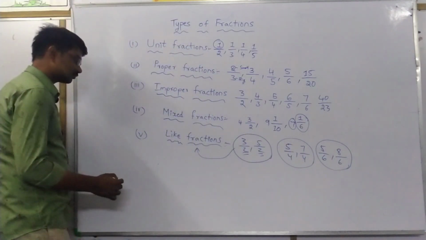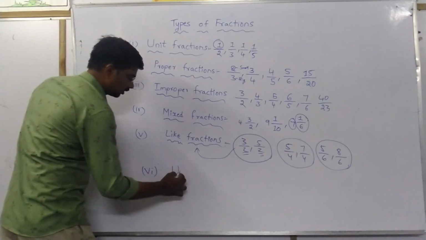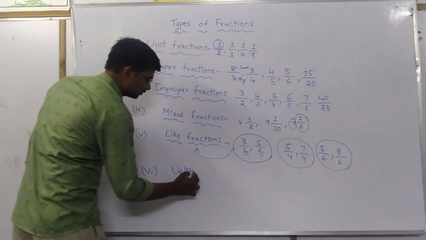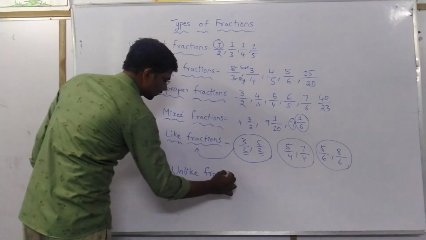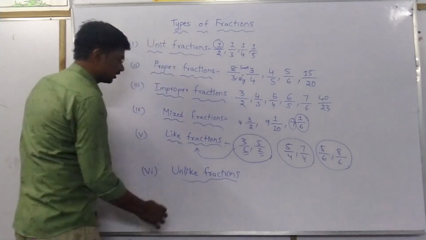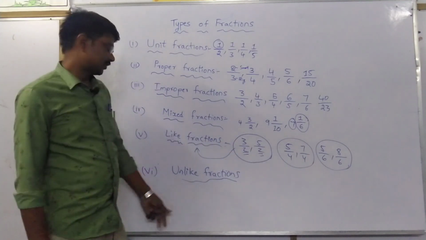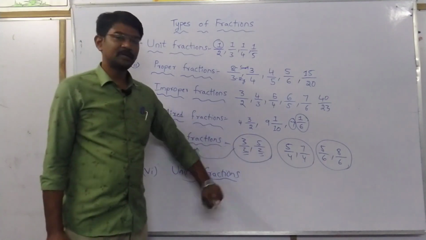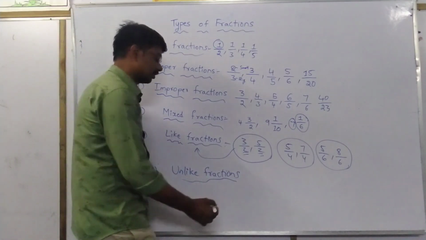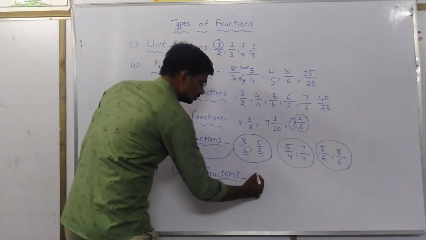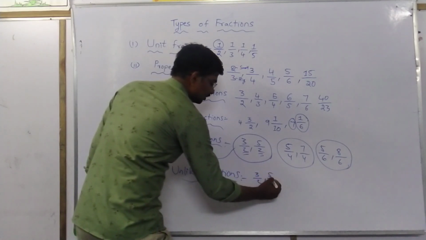Okay. So next, unlike fractions. If you understand like fractions, you can understand unlike fractions. Like fractions have the same denominators, unlike fractions have different denominators. For suppose 3 by 2 comma 5 by 3.